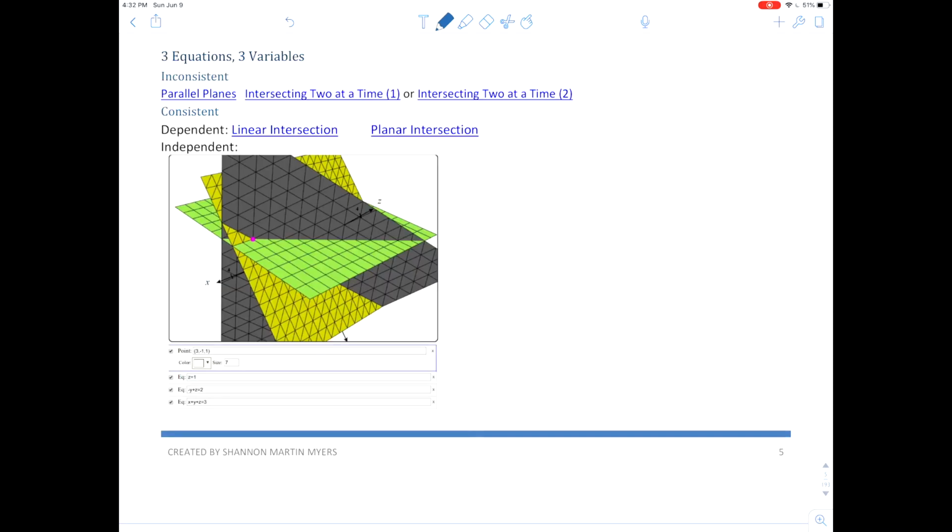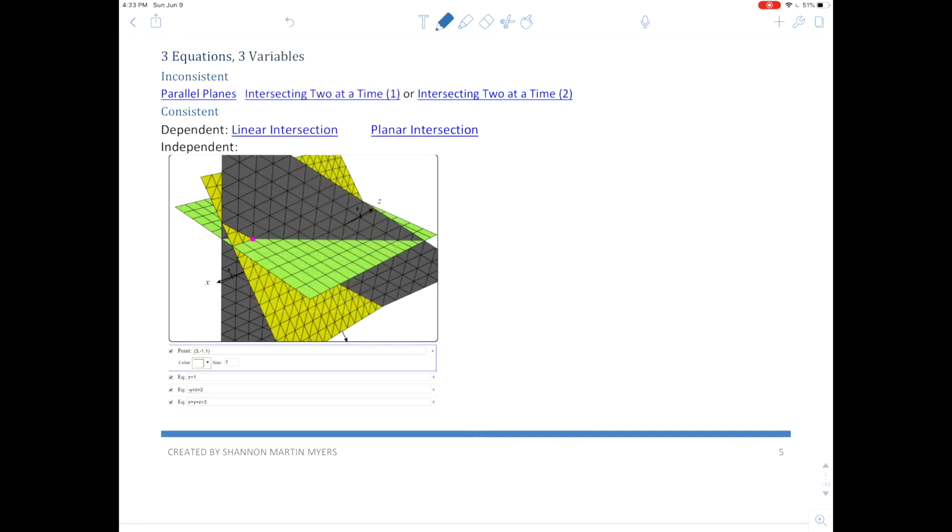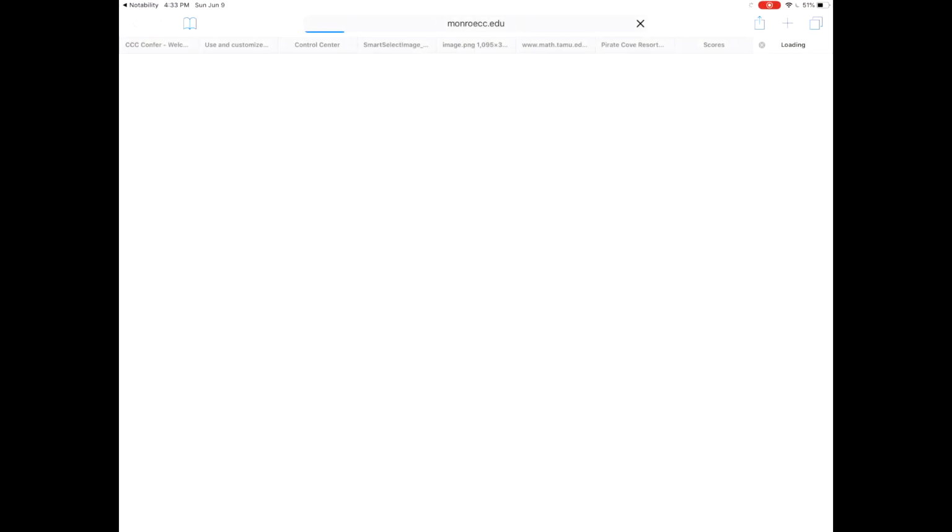If you've got three equations, three variables, there's different ways of being inconsistent. You could have parallel planes. So let's see if it works for us. Fingers crossed.